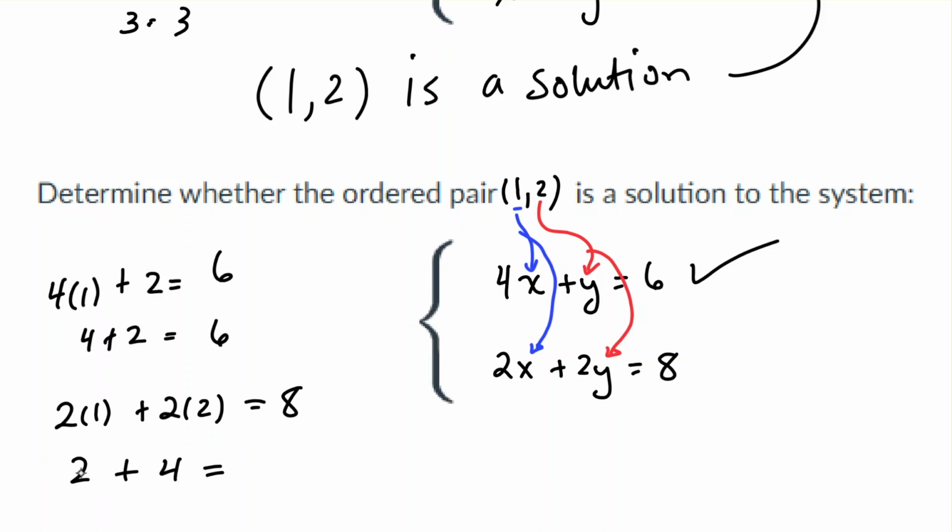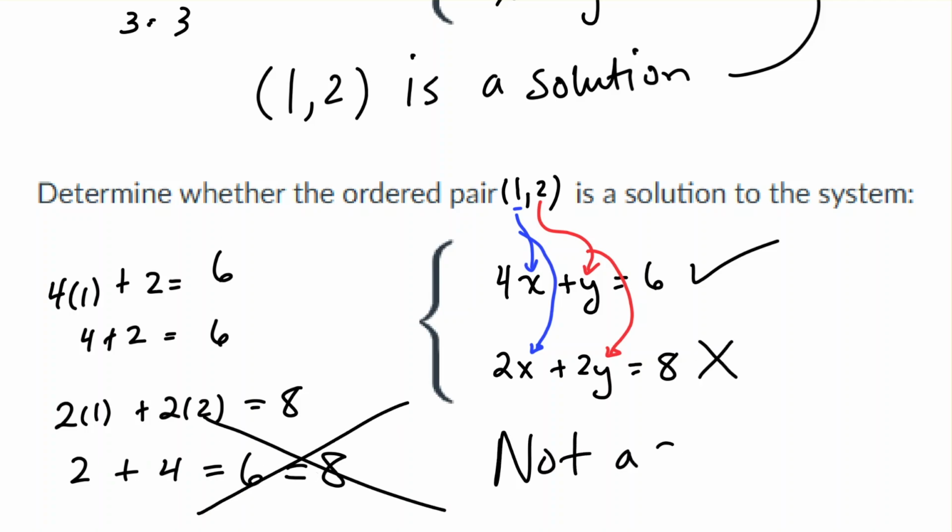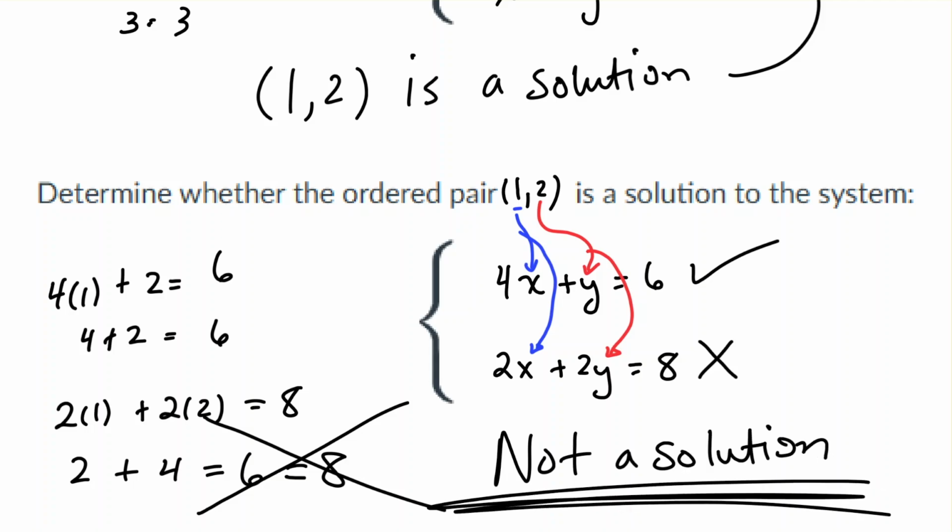Now here's where we get a problem. 2 plus 4 is actually 6, but it was supposed to equal 8. So this one is not a solution. Unless it makes both equations true, it's not a solution. If even one fails, it's not a solution.